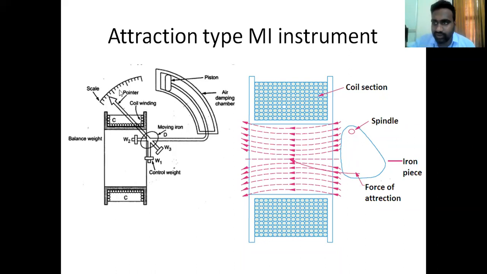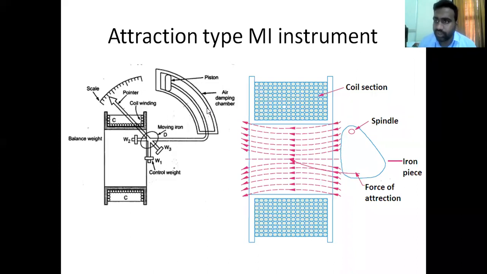So the deflecting torque is produced with the help of this magnetic flux, which is created by the electromagnet. The magnetic flux created by the electromagnet is proportional to the current, or to the voltage, which we are feeding to the electromagnetic coil. Similarly, the controlling torque is created with the help of gravity control or spring control, and the damping torque is provided with the help of air friction damping. So this is about the construction and brief working principle.